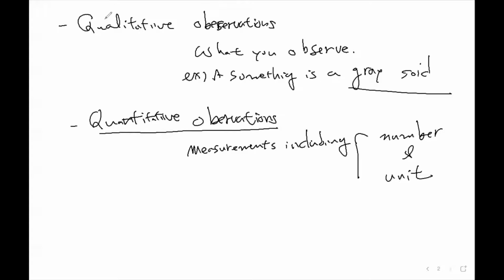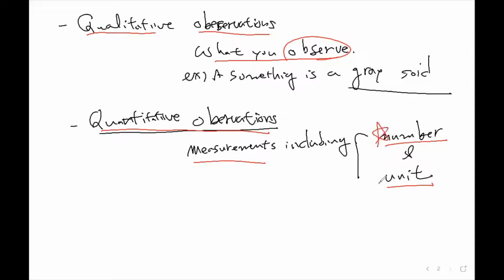That's the difference. Qualitative observations, what you observe by your eyes or your feeling, and quantitative observations, measurements, number and unit. So number and unit is very important. You must be very familiar with number and unit. So we are going to study how to read numbers and how to use units, how to convert units.